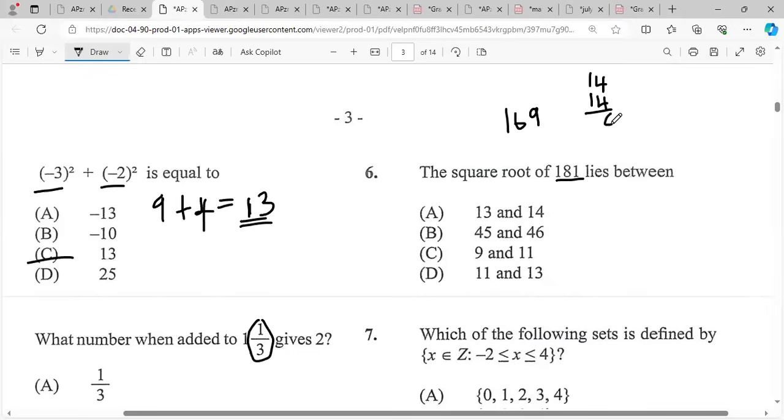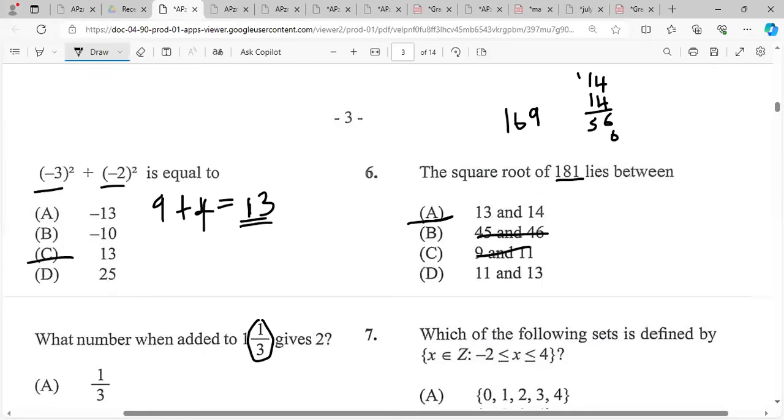4, 4, 60. 4 ones, 4 and 5. 196. 196. Yes, so this one should lie between these. You can rule out this. 11, 11 and 121. You can rule out this. Yeah. These two are the closest.